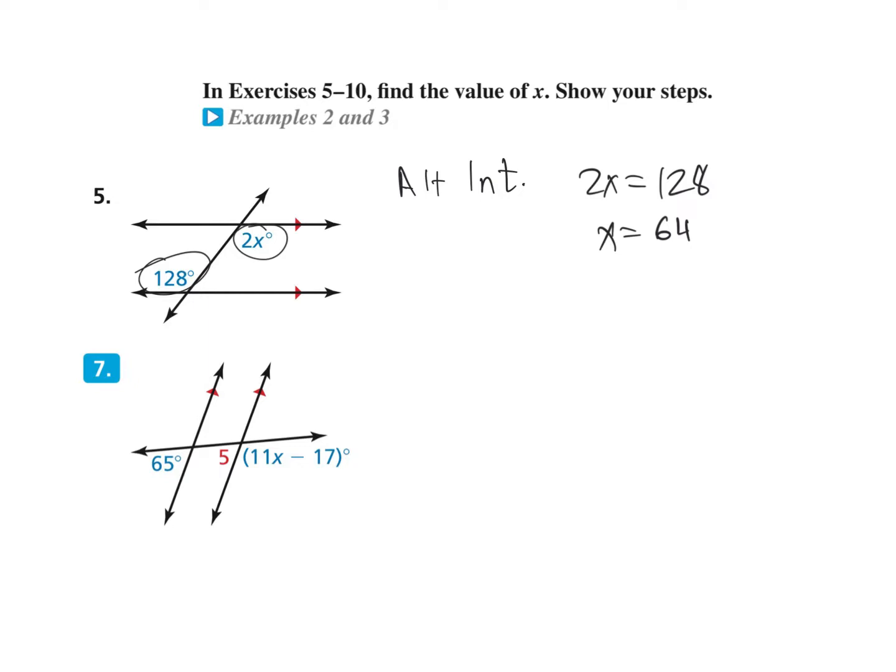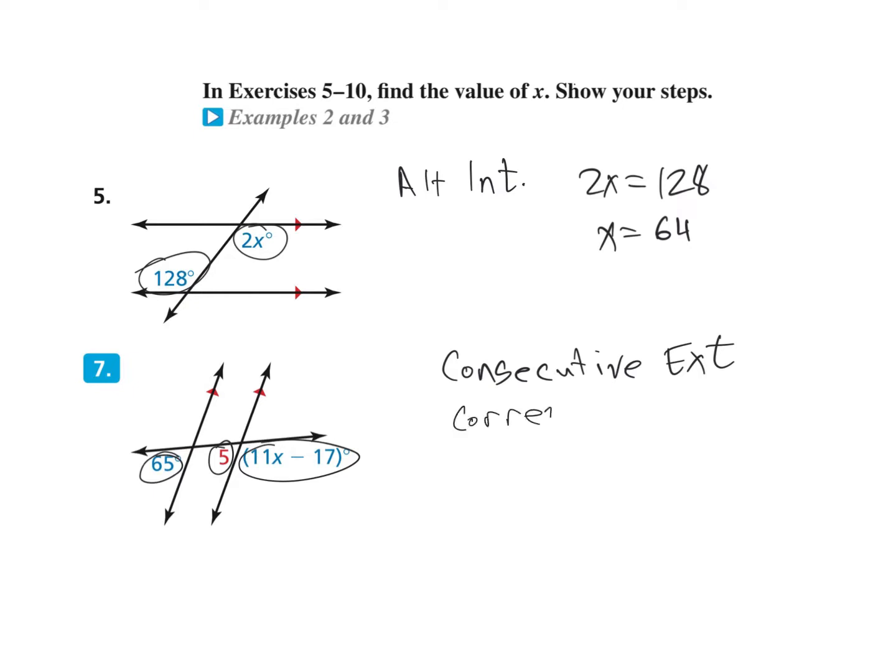Number 7, we have 65 degrees and 11x minus 17. Those are consecutive. Remember, same side. Consecutive and exterior. And again, those are supplementary. Now, we haven't had consecutive exterior angles yet. So since we haven't had that, we probably shouldn't use it. So the reason they have angle 5 here is that 65 and angle 5 are in corresponding positions.